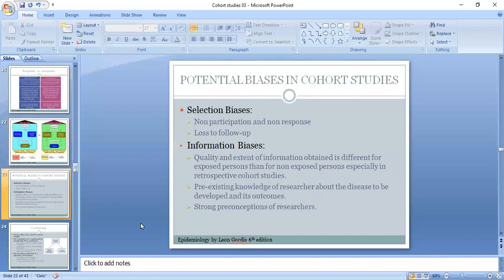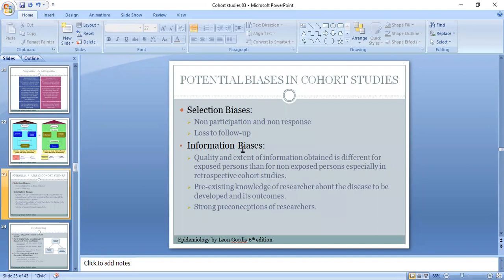Know the potential biases in cohort studies. There are many kinds of biases that can arise in cohort studies. Two are discussed here: selection biases and information biases. The selection biases are non-participation and non-response, because cohort studies are long studies. They may last for 1 to 2 decades. So there is a chance of non-participation and non-response, and participants may be lost to follow-up, so selection bias may arise.